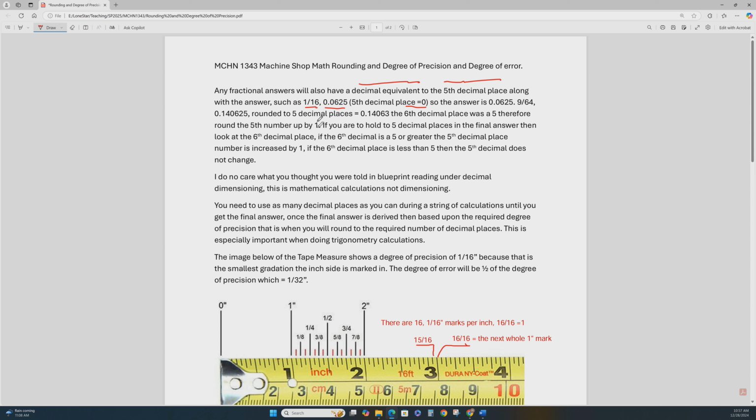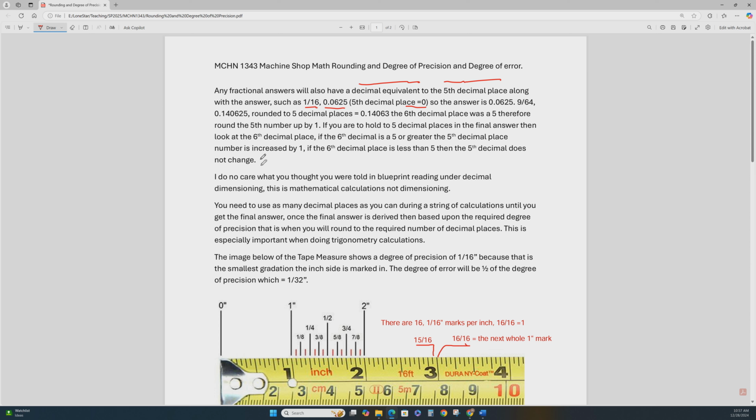Again, I don't care what you were told in blueprint reading. If you were to hold to 5 decimal places in the final answer, then look at the 6th decimal place. If the 6th decimal place is a 5 or greater, then the fifth decimal place number is increased by 1. If the sixth decimal place is less than 5, then the fifth decimal does not change.